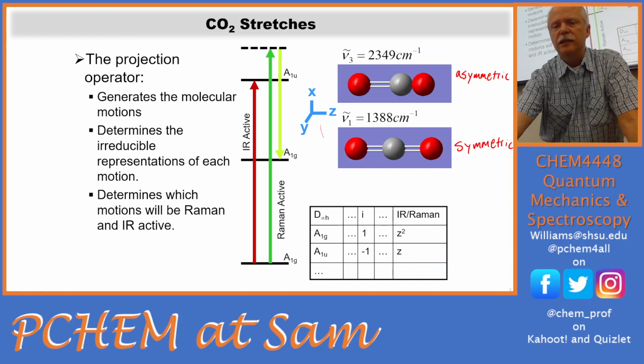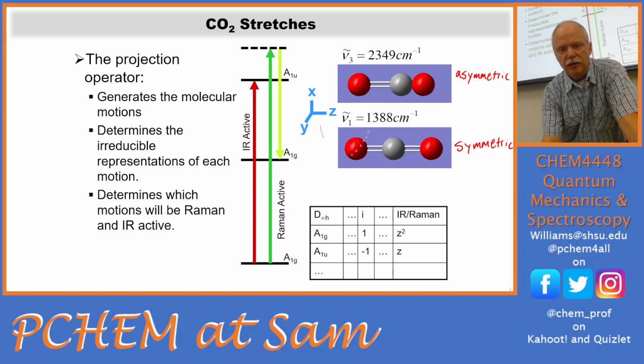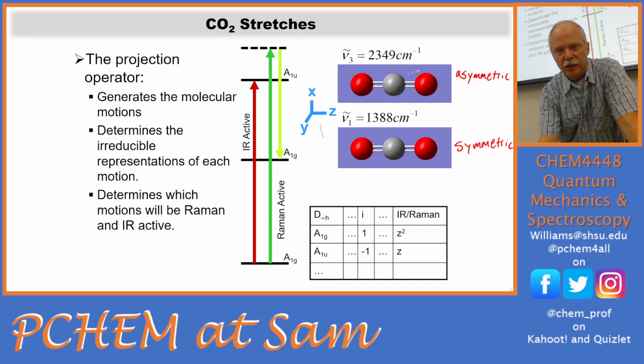We could look at these and compare them to the coordinate system. And if we could take a snapshot, we could see that there's an oscillating dipole along the z-axis. And so since that oscillating dipole is along the z-axis, this particular frequency has z Cartesian symmetry, and that means that it's A1G.